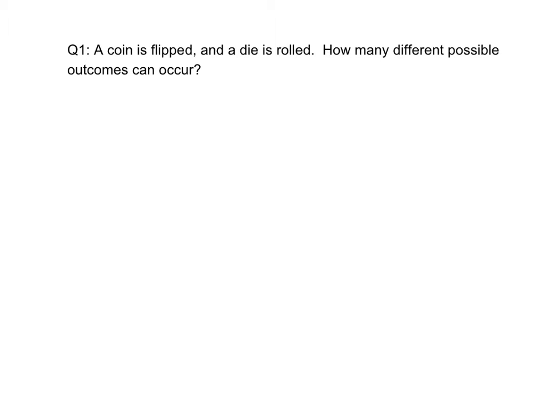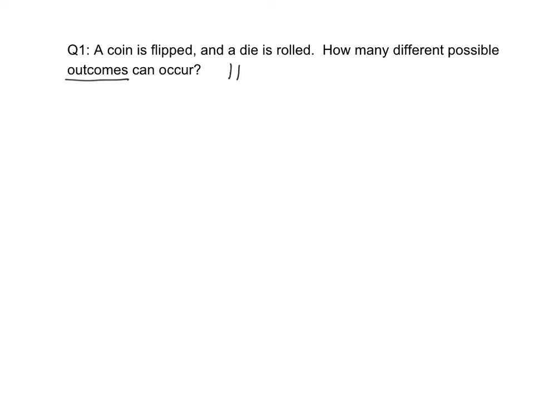We have a coin is flipped, and a die is rolled. How many different possible outcomes can occur? Let's look at this word outcomes first. When we talk about an outcome, we're talking about one event that can occur when these things happen. So a coin is flipped and a die is rolled.